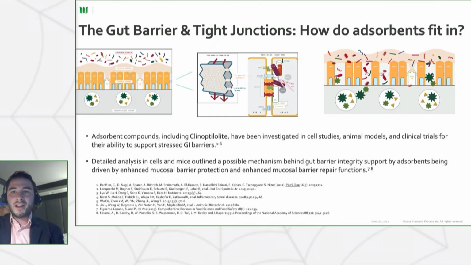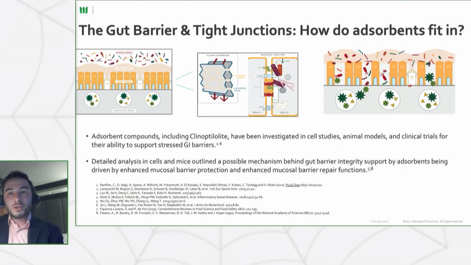Okay. And then for tight junctions, we know that adsorbent compounds, when you feed these in animal trials where you stress the GI barrier, you can lower the inflammation, you can decrease the permeability of the GI tract. And looking at the mechanisms for how these adsorbent-containing mixtures do that, it's usually driven by a combination of protecting the barrier, so by that adsorbent action, protecting it from damage, and then also allowing for enhanced mucosal barrier repair functions to be observed.